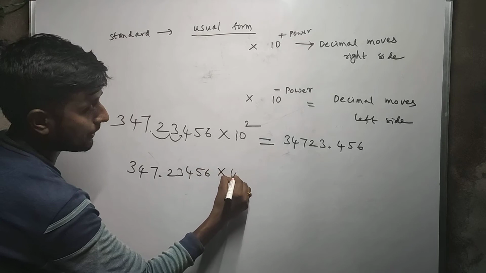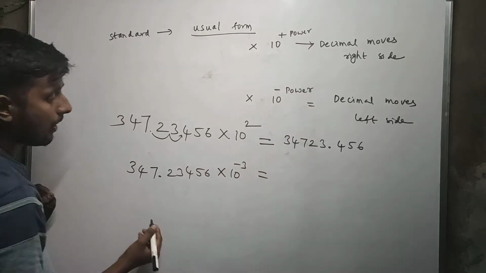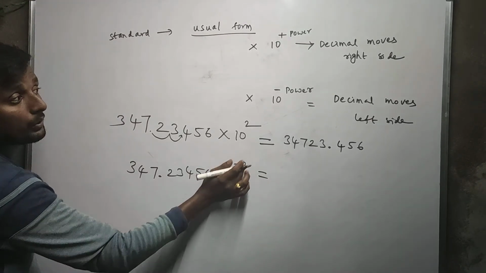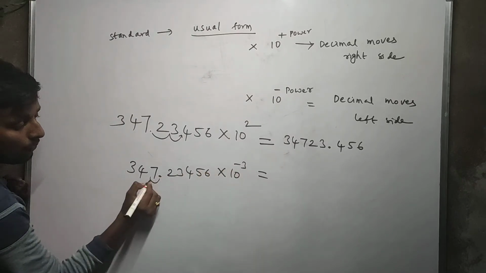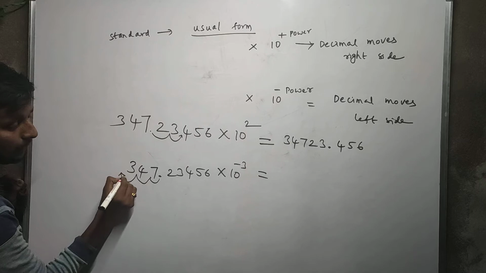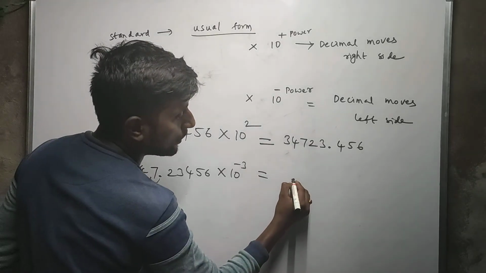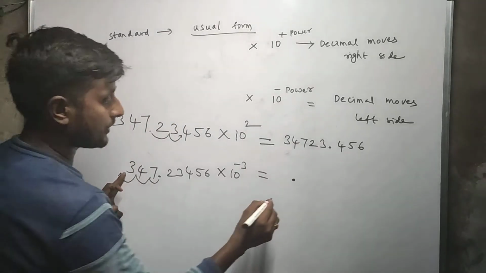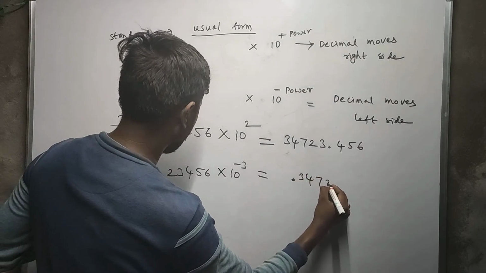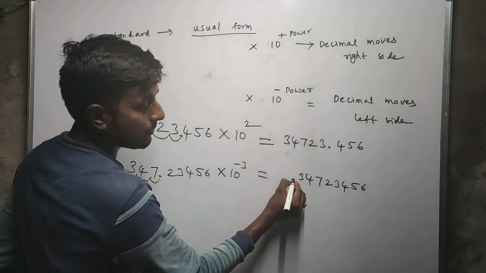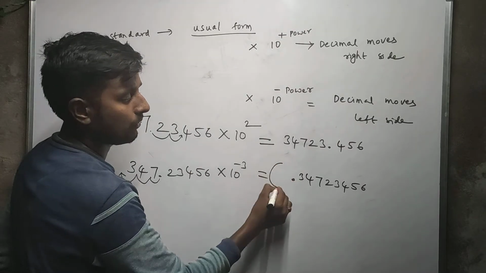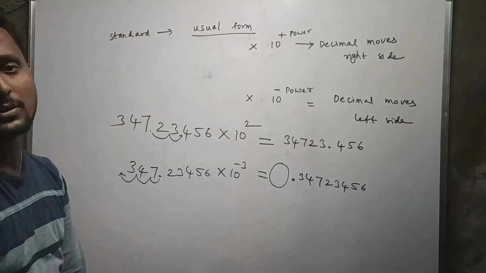Next, 347.23456 into 10 to the power minus 3. Now, how many places? The power is negative, so it goes to the left side. How many places? 3. 1, 2, 3 up to here. So simply I'll put the decimal here and write all the digits: 3, 4, 7, 2, 3, 4, 5, 6. As I said already, before the decimal definitely we need a digit, so with nothing there we'll take it as 0.